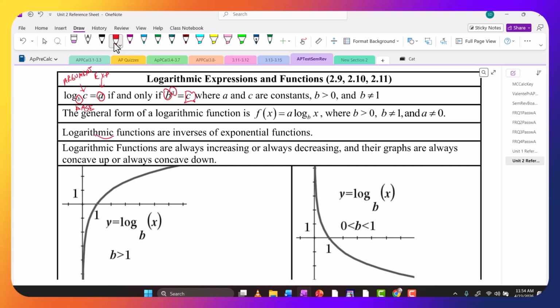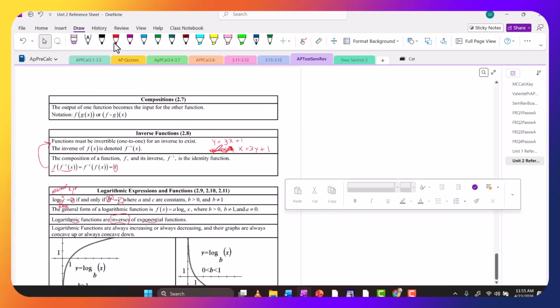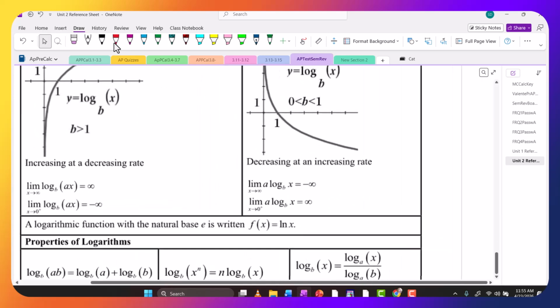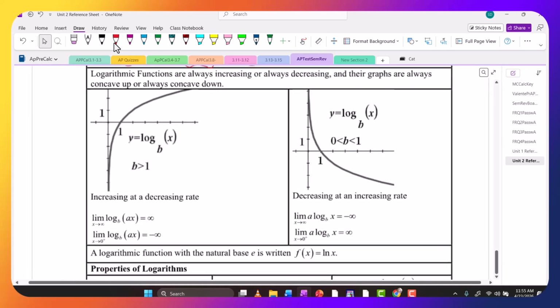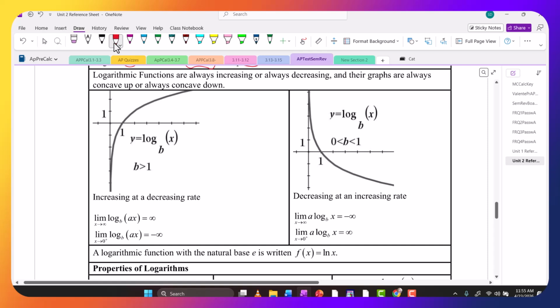Logarithms and exponential functions are inverses of each other for sure. Whoa, I don't know what happened there. Right, and then that statement right here is logarithm functions are always increasing or always decreasing, so they don't change. There's no extrema. So this is when your b is greater than 1, and it's because of this. Like, let's pretend, what does it look like? This does look like a log base 2.